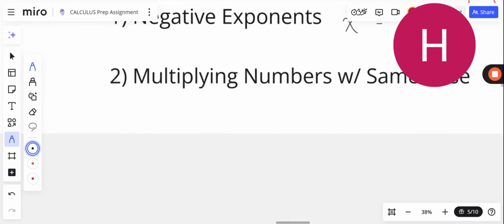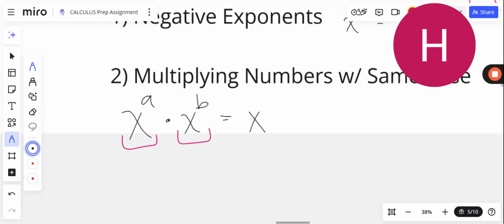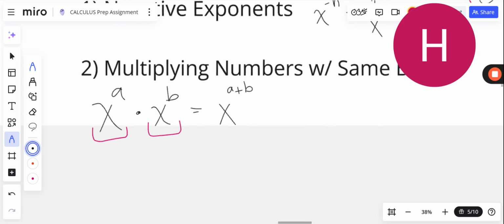These are all valid. If you have a to the n times a to the r, let's use different letters. X to the a times x to the b. That means we have a copies of x and b copies of x being combined together, all multiplied. So in total, we have a plus b copies of x.